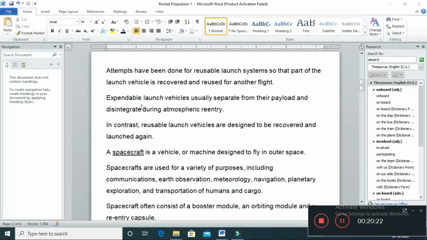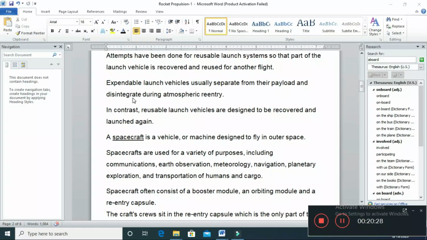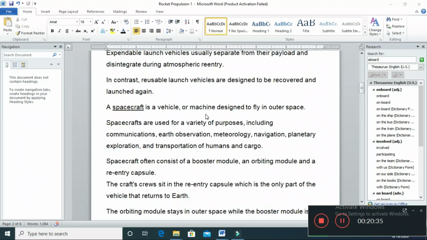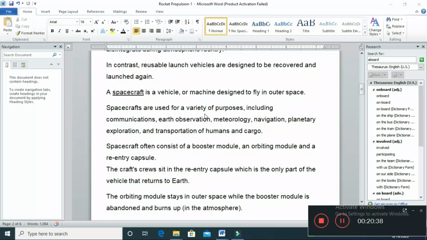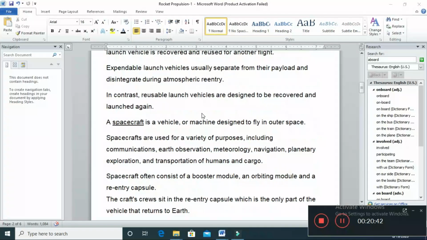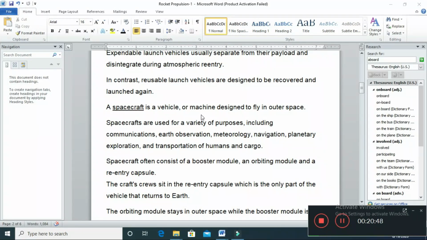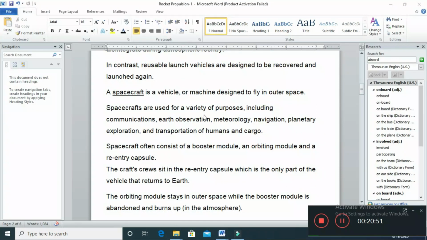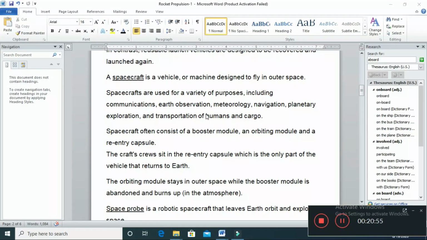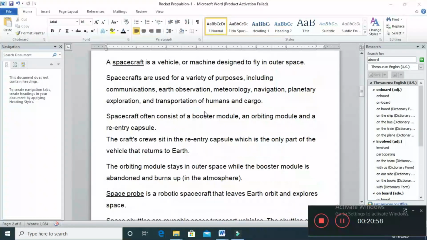The consumable or expendable launch vehicles are separated from the payload, and they are disintegrated as they enter into the atmosphere. On the other hand, the reusable launch vehicles are recovered and they are used again. The rocket is used for spacecraft. Spacecraft is itself a vehicle which uses the rocket engine, and it moves in the outer space. These are the applications for which spacecrafts are used: communications, earth observations, navigation and exploration.